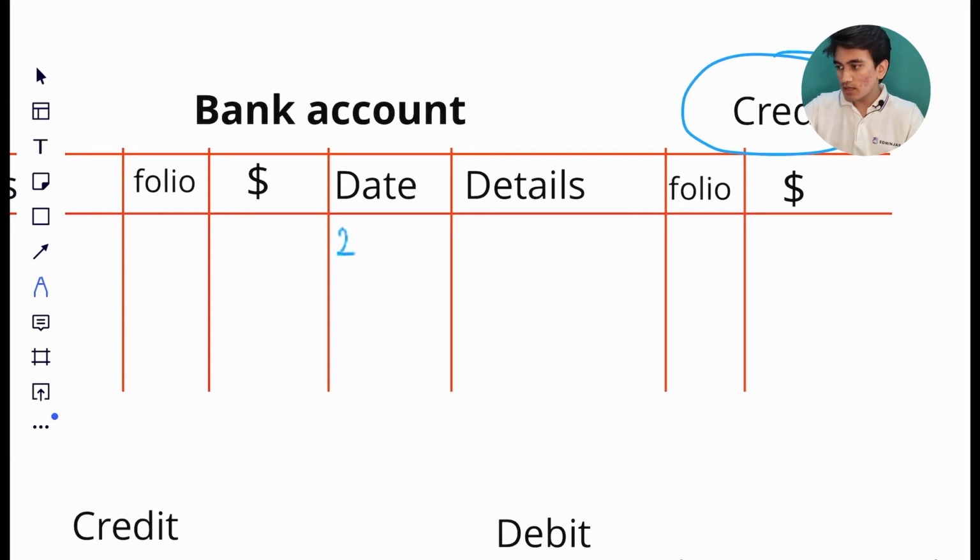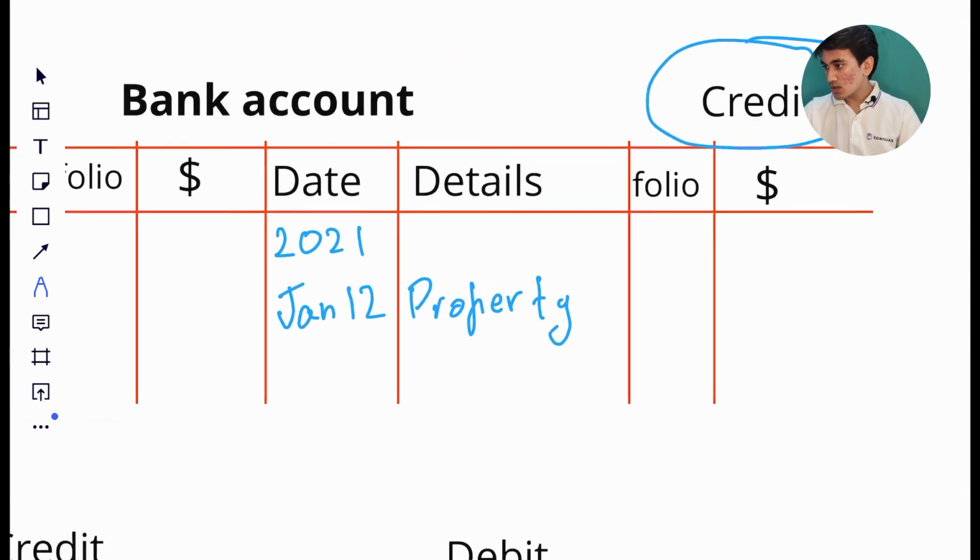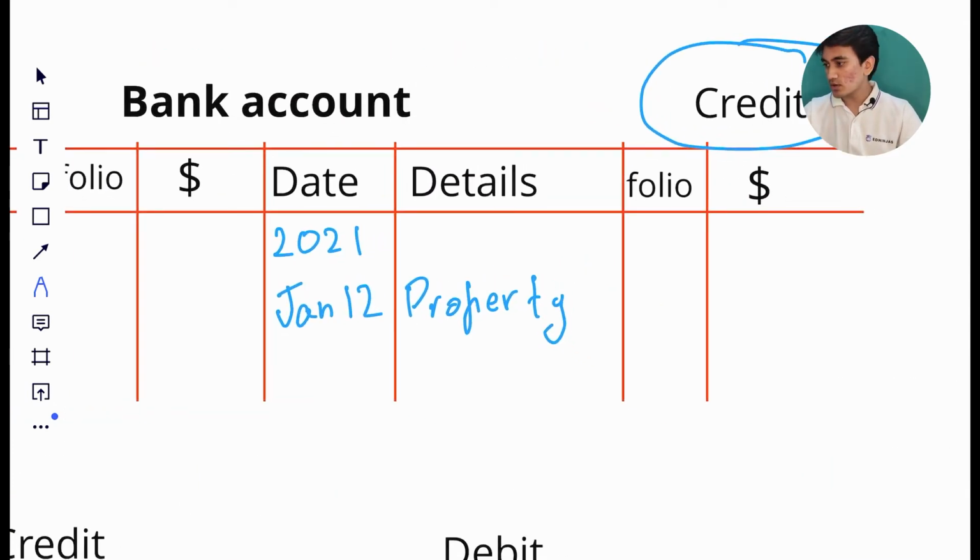Firstly, we'll start by writing the year 2021. Then on January the 12th, this transaction takes place. Which account is the bank account giving $25,000 worth of property to? To the property account. So I'll write over here property account. How much is the worth? $25,000. So that's what we write under dollars. For now, we'll skip folio because it's almost redundant for our syllabus.